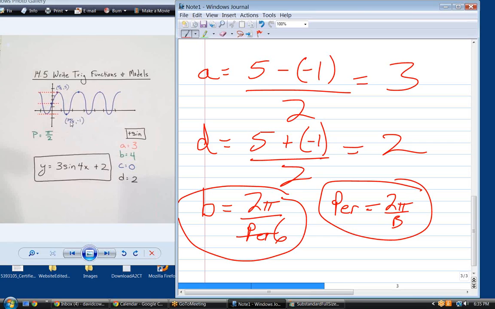Am I misreading this? Is that 3 5/8, or is that 3 pi over 8? And that's pi over 8. Okay, let's go back here. I was misreading these.